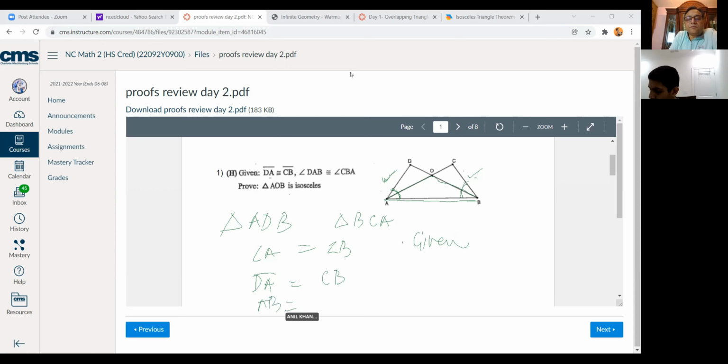Reflexive. It is reflexive. So we have these two congruent triangles. Since the triangles are congruent, all their angles should be equal. So this angle is equal to the other angle, correct? So those angles are equal. We have to, however, show that, and we know this longer side is also equal, right? So the longer side is equal.